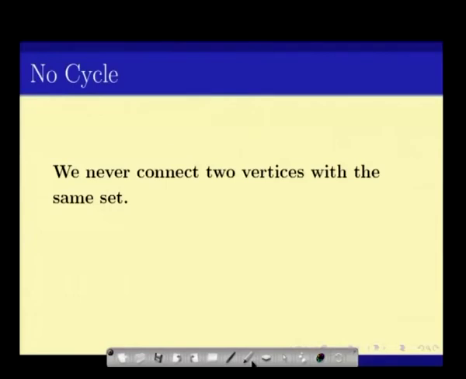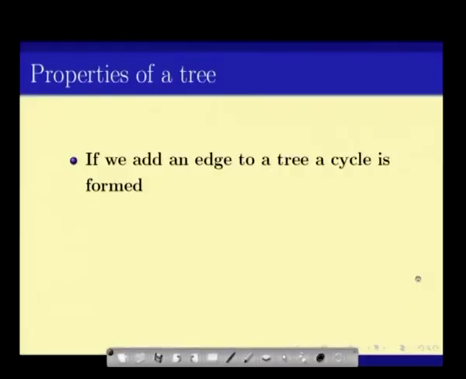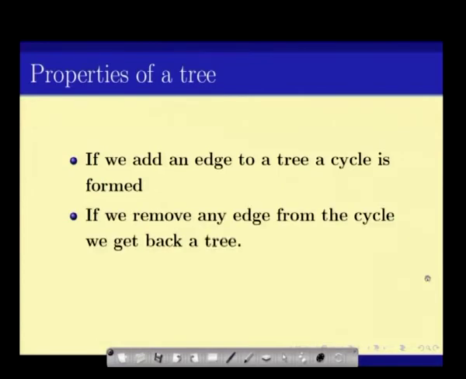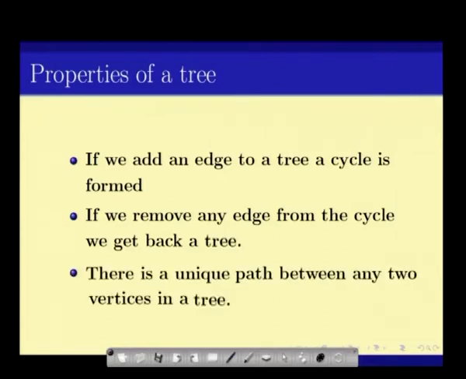The next question is, is this a minimum cost spanning tree? To prove it, again we have to go by contradiction. But before that, we have to understand some properties of trees that are very essential. In a tree, if I add any edge, then I should get a cycle, and if I remove any other edge from that cycle, then I will get a tree back. These are the two properties that are very crucial. The third property is that there is a unique path between any two vertices in the tree.